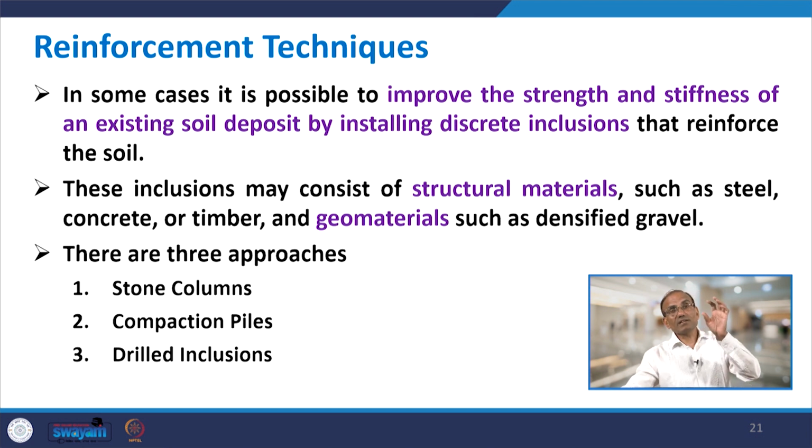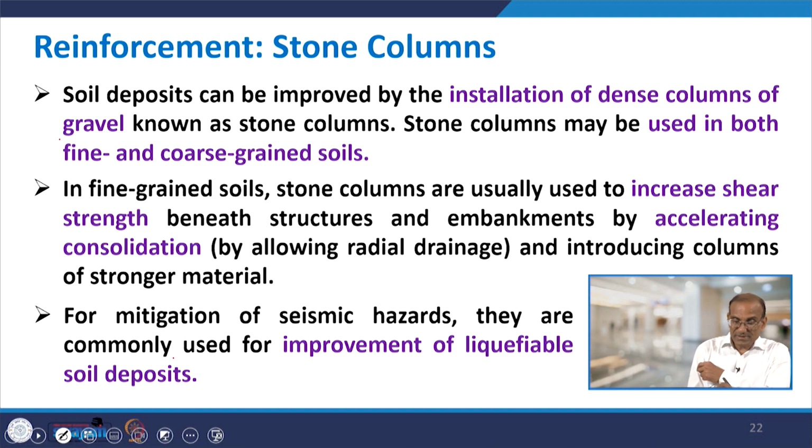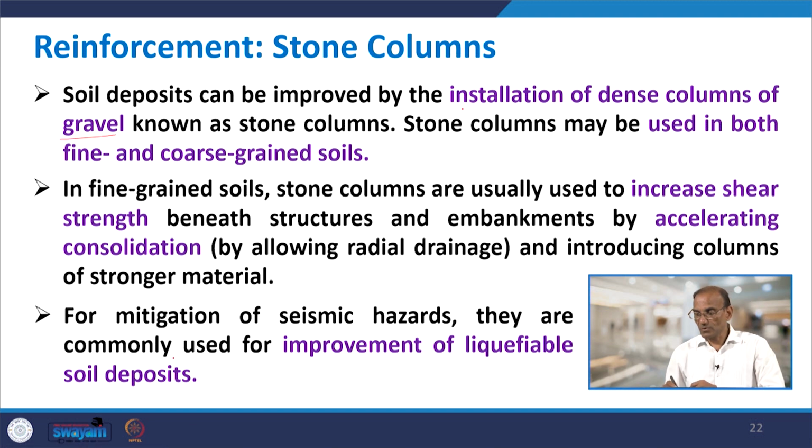We just said that there are 3 types: stone columns, compaction piles and drilled inclusions. Stone columns are the most popular, particularly for liquefaction mitigation. Soil deposits can be improved by the installation of dense columns of gravel known as stone columns. Normally, though the name is given as stone columns, the material which is used is gravel. Though you can say gravel is also crushed stone, because gravels are also made from the stones only.